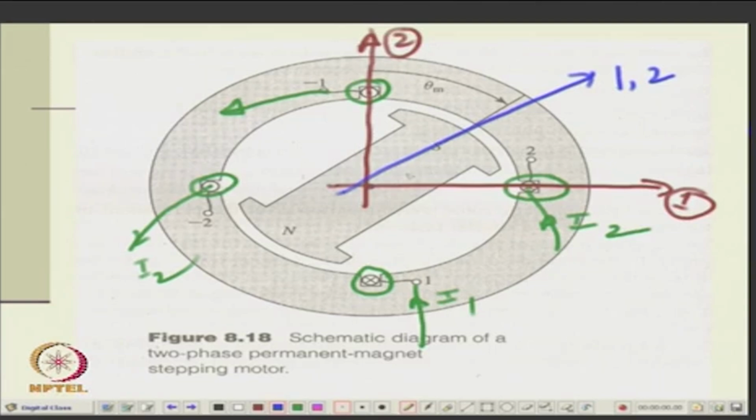Tell me, what will be the torque experienced by the rotor when theta m is excited, when this is 90 degrees? What will be the torque experienced by the rotor when it is at 0 degrees? I hope you understand that the torque experienced by the rotor will depend upon the rotor position when phase 1 is excited. How do you expect it to vary? In which pattern?